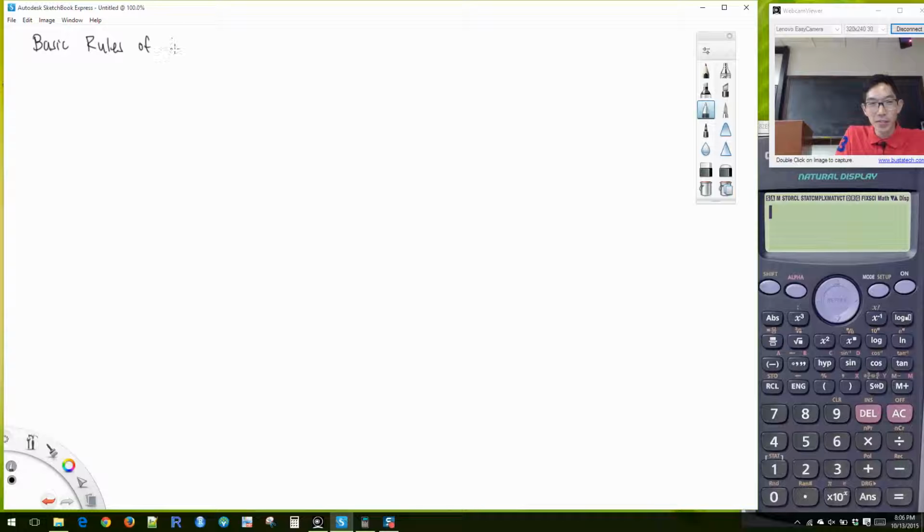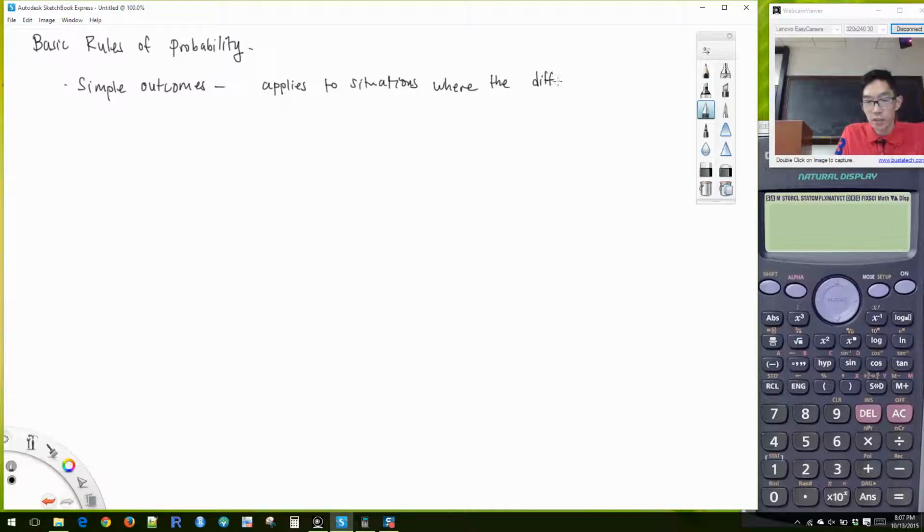Basic rules of probability. Okay, so we have what we call simple outcomes, and this would apply to situations where the different outcomes have the same probability.